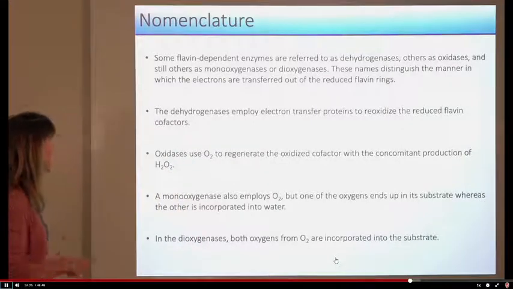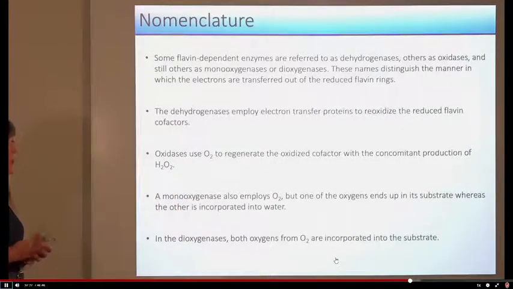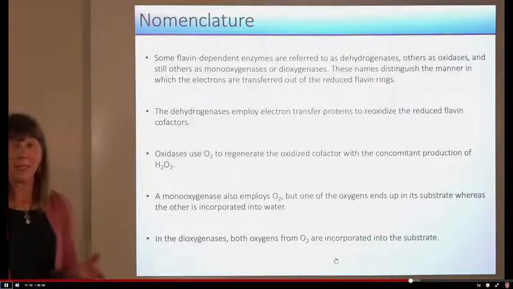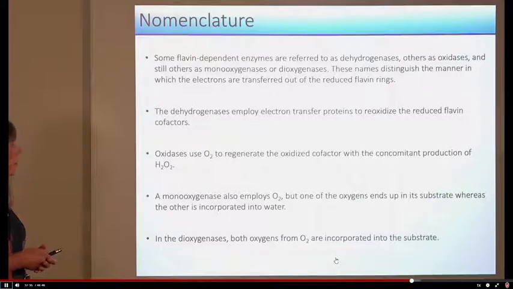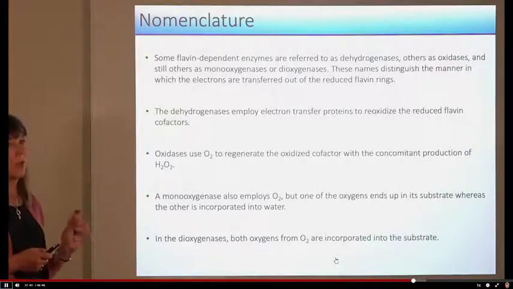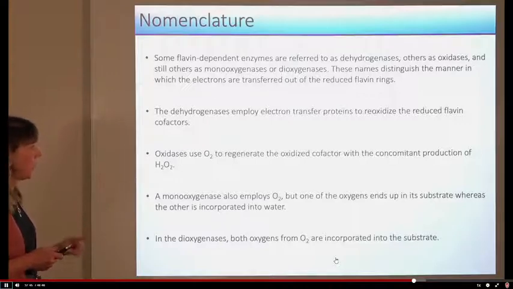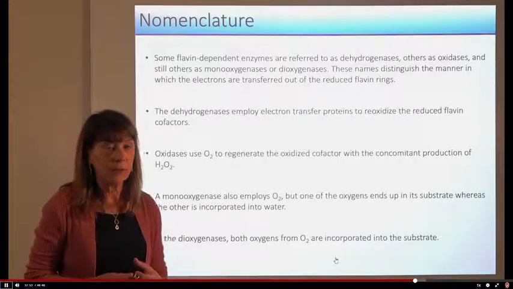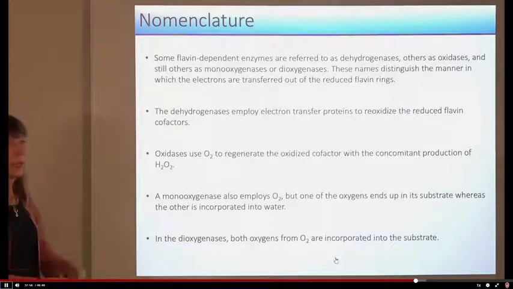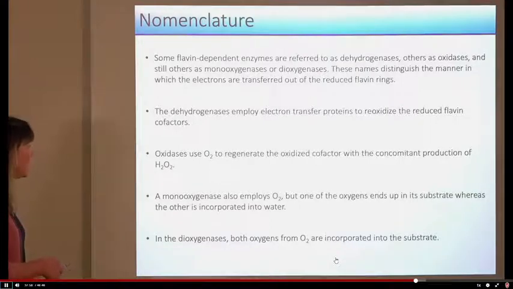So the nomenclature. Some flavin-dependent enzymes are referred to as dehydrogenases, like fatty acyl coenzyme A dehydrogenase, or succinate dehydrogenase. Others are oxidases, and others are called monooxygenases or dioxygenases. And these names distinguish the manner in which the electrons are transferred out of the reduced flavin rings. So the dehydrogenases employ electron transfer proteins to reoxidize those cofactors. That's what they do. But oxidases, like cholesterol oxidase, use oxygen to regenerate the oxidized cofactor with the concomitant production of hydrogen peroxide.